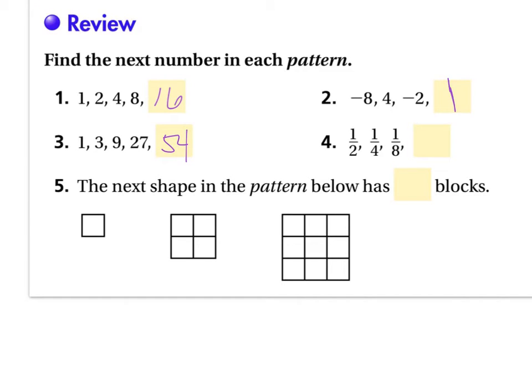In problem 4, we have 1/2, 1/4, 1/8. What's the next in the pattern? Well, the denominators are being doubled each time. So if I double 8, I'm going to get 1/16.